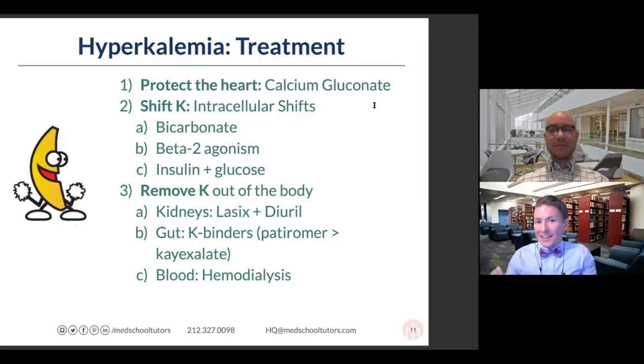So that's probably not the answer. If you have to select between bicarbonate and one of the other two, don't choose that one. That's going to be my basic advice there.